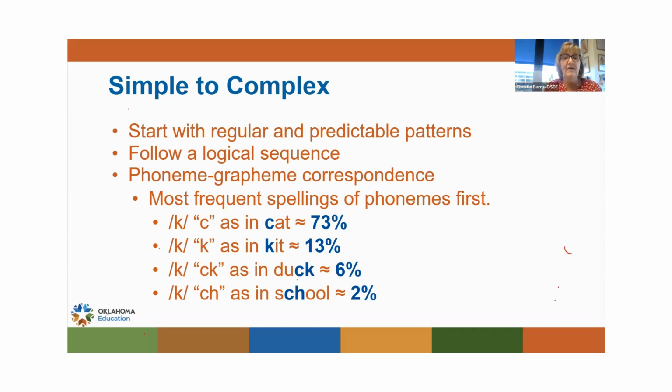Then we have K. 13% of the time, K makes the K sound. And we have all the rules about C takes these vowels and K takes these vowels. But if we know they've got that C sound down, 73% of the time, they're going to put the right letter when they're spelling that sound. So then we can see other spellings have lower percentages. So we always want to start with the simple and the most regular first, and then move on.